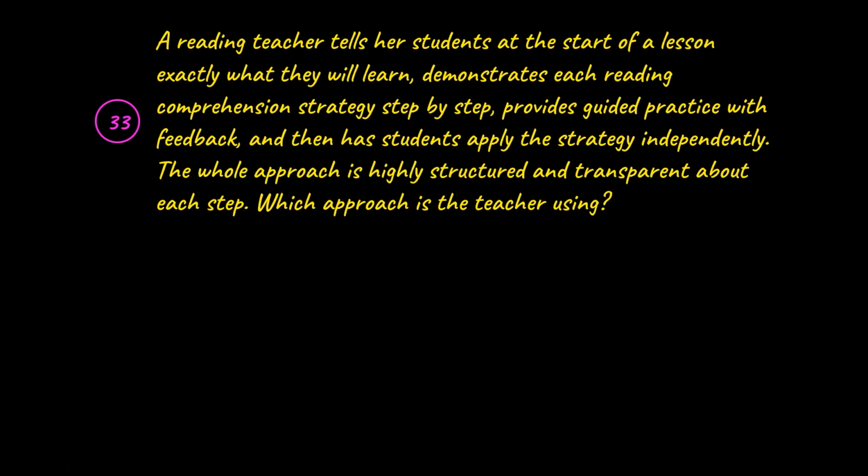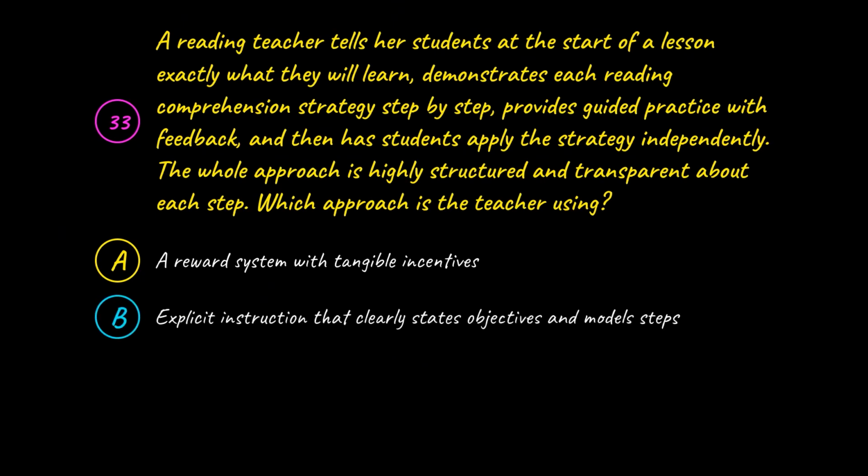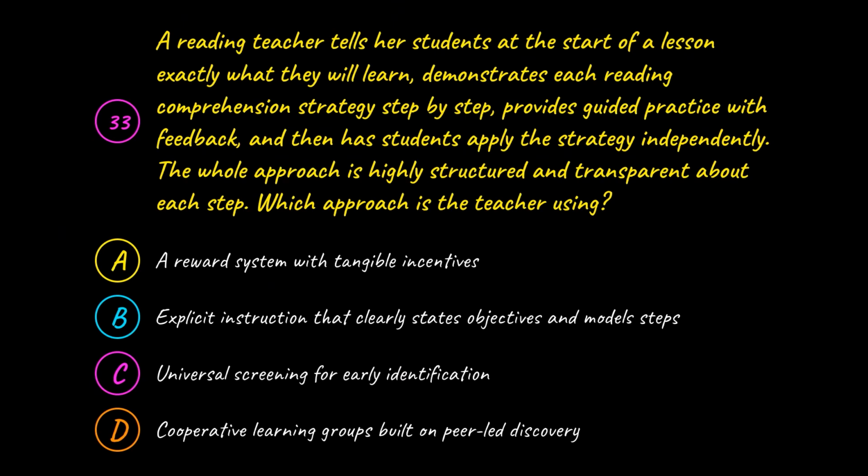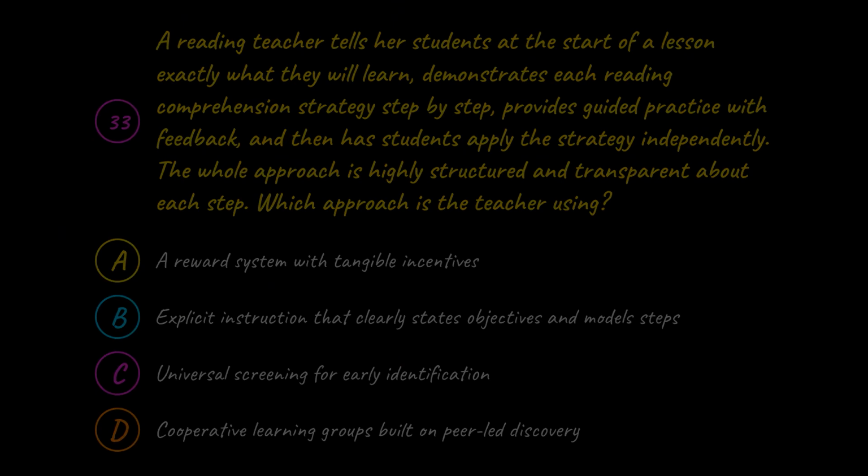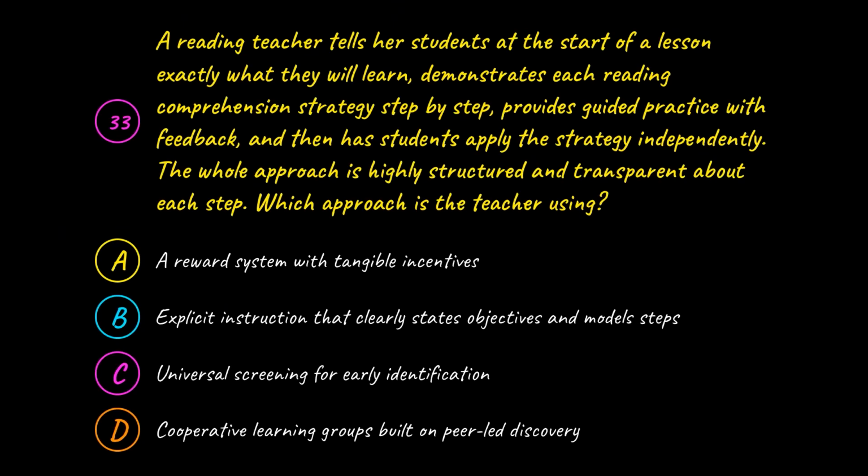Your options are A. A reward system with tangible incentives. B. Explicit instruction that clearly states objectives and models steps. C. Universal screening for early identification. D. Cooperative learning groups built on peer-led discovery. Which one is it? Pause the video if you need more time.